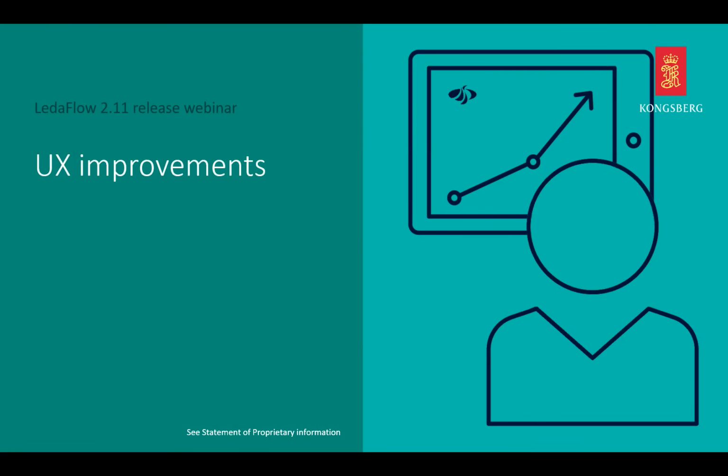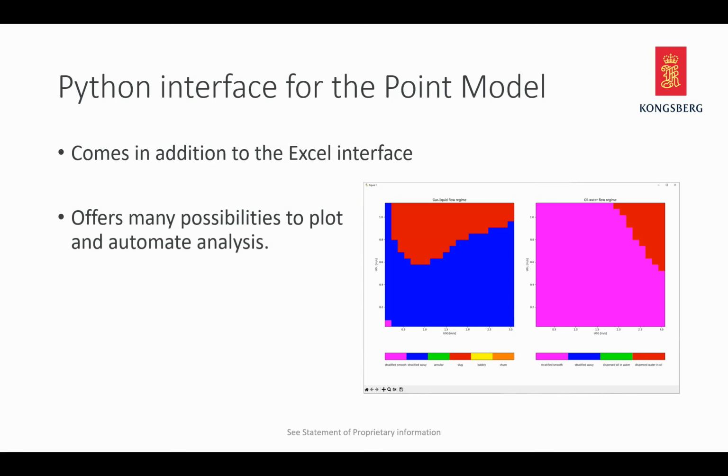Finally, I would like to mention a new addition. We have implemented a Python interface for the point model. This one comes in addition to the Excel interface. This is to give you more possibilities to plot or automate your analysis. Some people prefer working in Excel, others in Python. So now you have both options. Please note that this is independent from the Python API that is used to extract simulation results from the steady state and dynamic simulators.